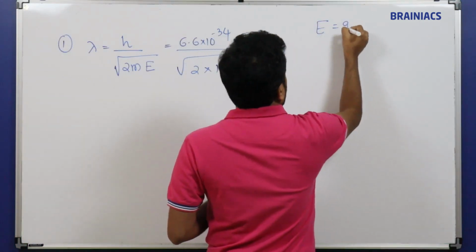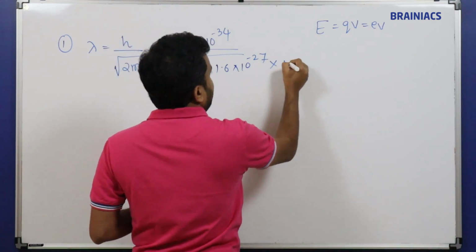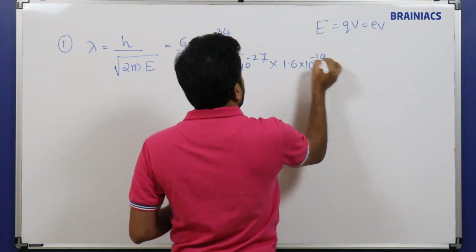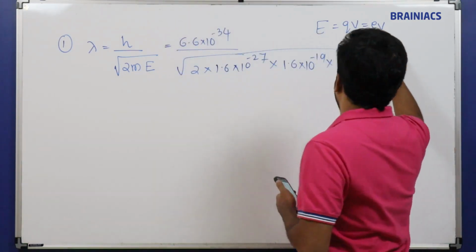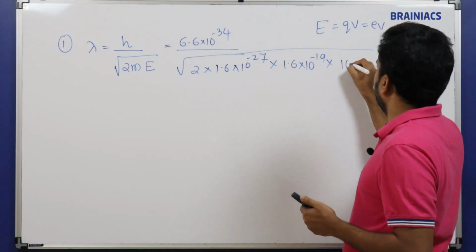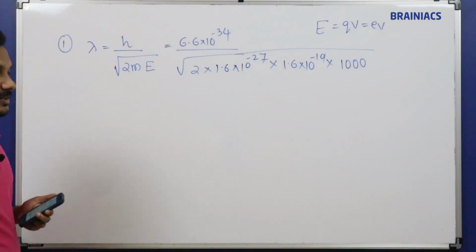E is the energy. Energy is equal to QV, or equal to eV, so we substitute eV here. e means the electronic charge, 1.6 into 10 power minus 19, and V is the voltage. The voltage is 1 kilovolt, which means 1000 volts, so we substitute 1000. Is this step clear?